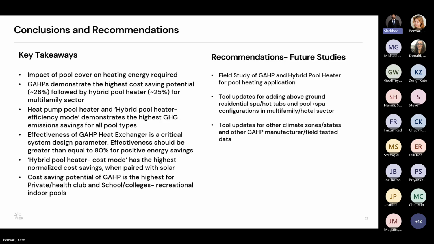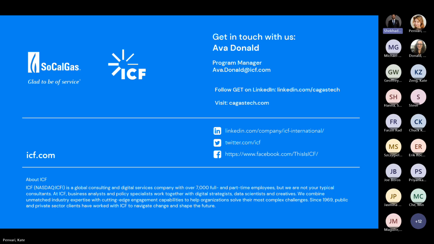One of them includes doing tool updates for adding above ground residential spa hot tubs, and doing a brief analysis on pool plus spa configurations in the multifamily as well as hotel sector. I talked about the GHAP manufacturer. Right now it is set up for one manufacturer, but the tool has the ability to add another manufacturer as well. Also, we can update this tool for other climate zones and states as well. So that's about the recommendations for future studies.